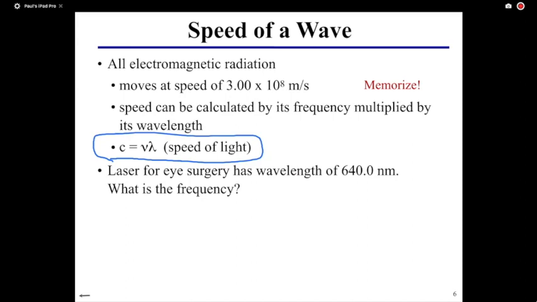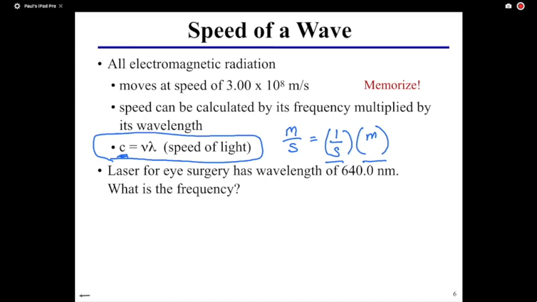Now check this out. Speed has a unit of meters per second. The frequency has a unit of per second, times the wavelength, which has a unit of meters. And so when you multiply the frequency and the wavelength, you get a speed, meters per second. And every time you do that calculation, it always has to equal c, the constant speed of light. So if one goes up, the other one has to go down when you do these kinds of calculations.